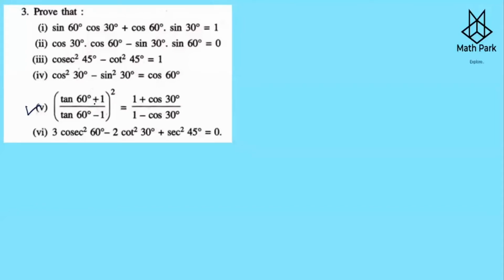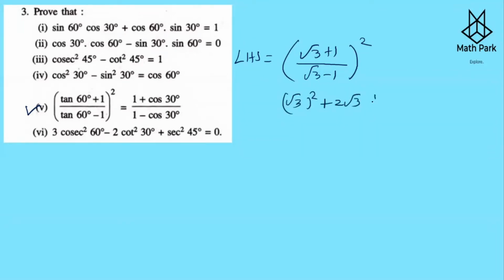So it is tan 60 plus 1 upon tan 60 minus 1, and then the square of this. Now tan 60 is root 3. So root 3 plus 1 upon root 3 minus 1, and then the square of this. Okay, this is our LHS. Let us simplify this. Root 3 plus 1 the whole square upon root 3 minus 1 the whole square. So root 3 plus 1 the whole square is going to be root 3 square plus 2ab, that is 2 root 3 plus 1, and root 3 minus 1 the whole square is root 3 square minus 2ab, that is minus 2 root 3 plus 1.